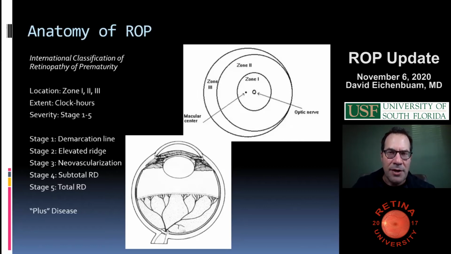Plus disease is a characteristic you see, and you can describe that separately from location, extent, and severity. And I'll show you some photographic examples of that. That's dilation and tortuosity of retinal vessels. So it's a really easy classification system, but it gets confusing a little bit over time because there are so many numbers involved with it. You just got to use it and you'll get used to it. Location, extent, and severity.